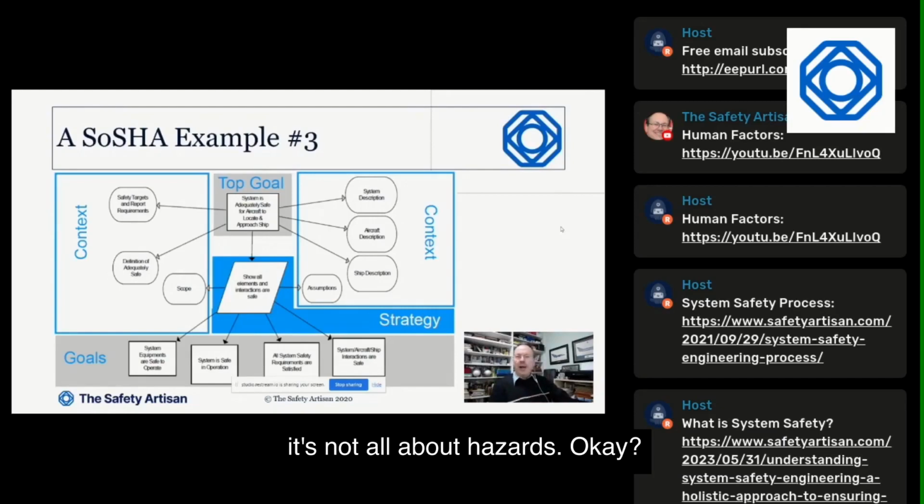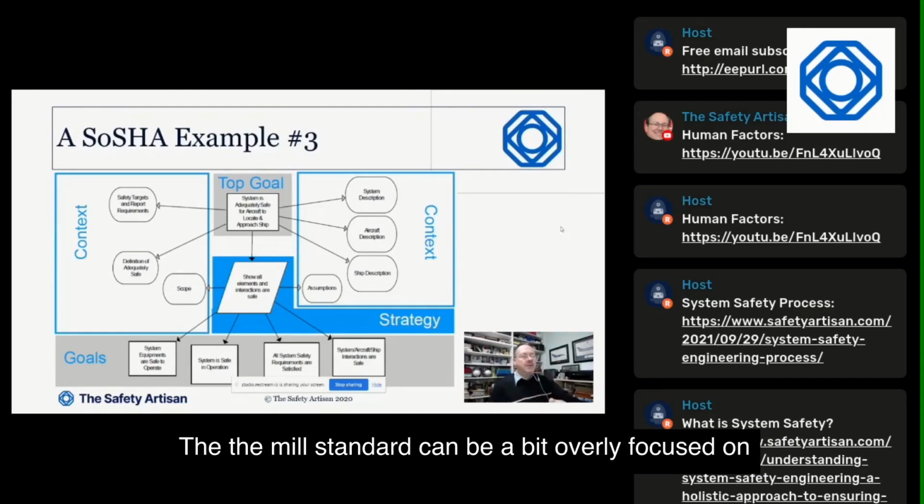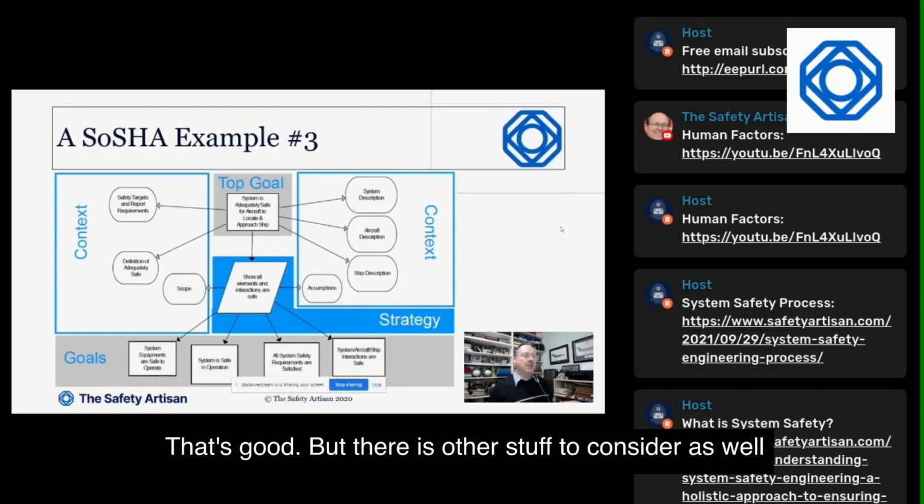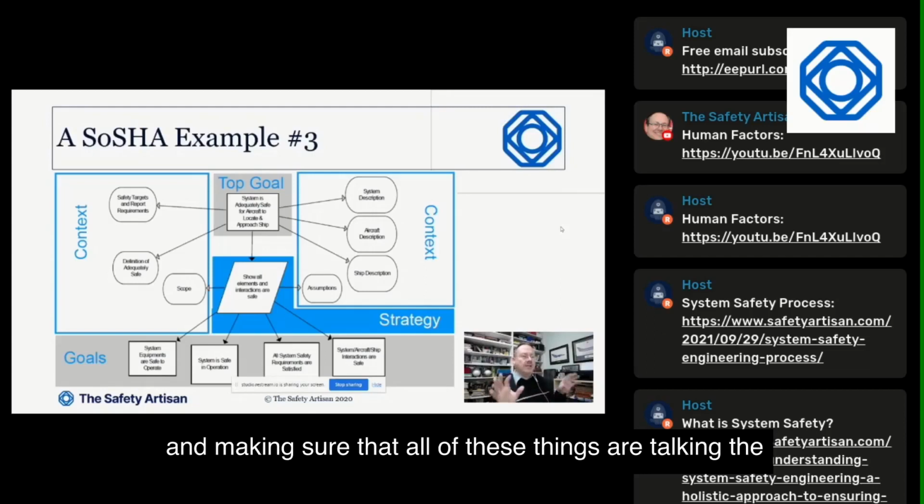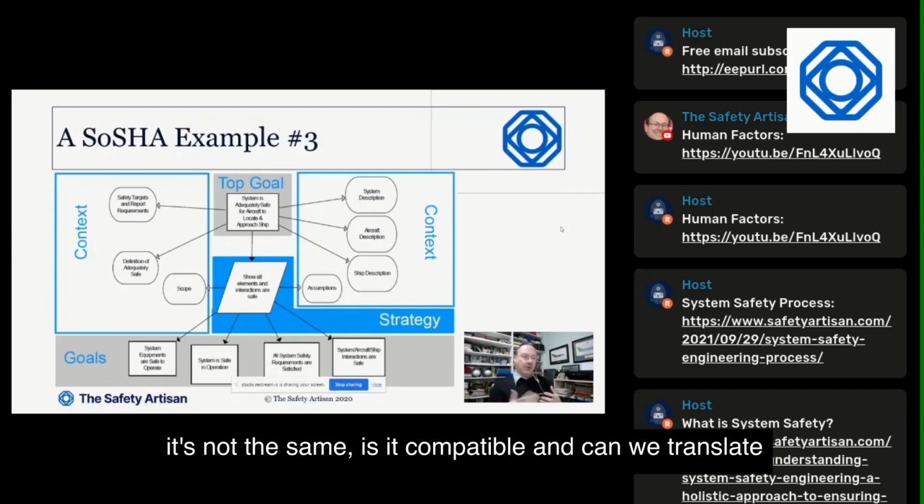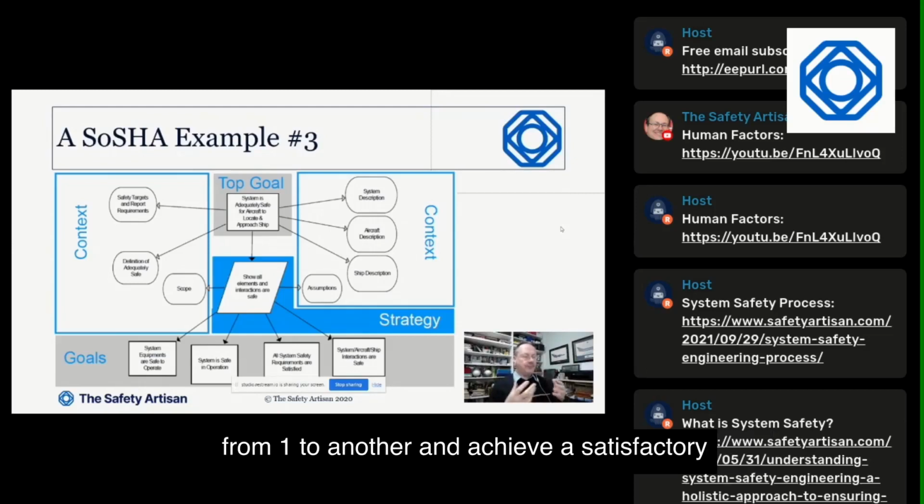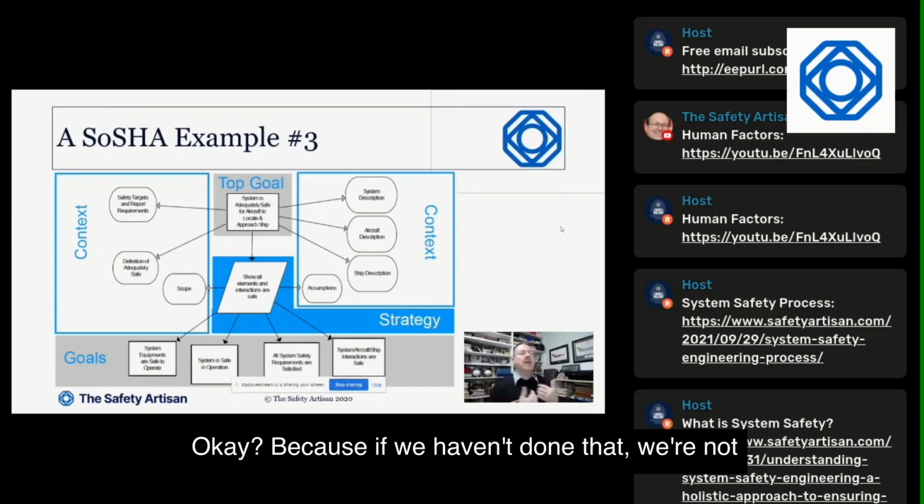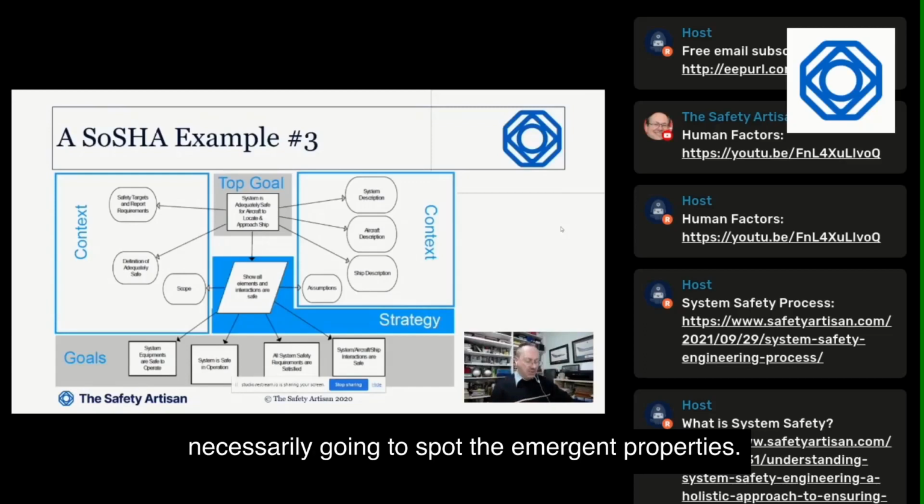So it's not all about hazards. Okay, the MIL standard can be a bit overly focused on hazards, and yes, they are important, hazards and requirements. That's good, but there is other stuff to consider as well, and making sure that all of these things are talking the safety language we're using. If it's not the same, is it compatible, and can we translate from one to another and achieve a satisfactory understanding of the whole system? Because if we haven't done that, we're not necessarily going to spot the emergent properties.